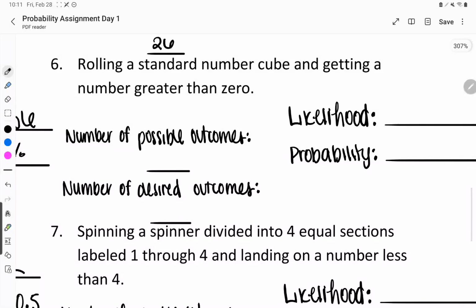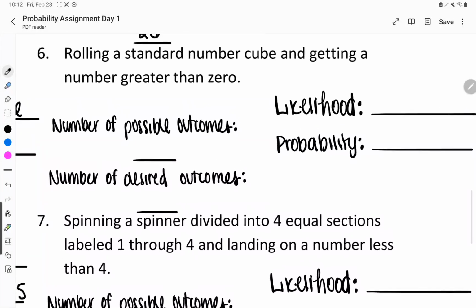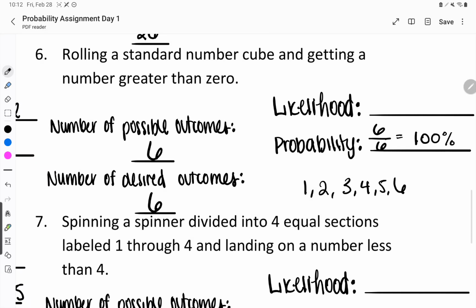The next one says, rolling a standard number cube and getting a number greater than 0. Remember, this is just a dice. So on my dice, I have numbers of 1, 2, 3, 4, 5, and 6. Of those 6 outcomes, how many of them are greater than 0? All of them. That's 6 out of 6. Which gives us a 100% chance of that happening. So what's the likelihood? Certain. You are absolutely, when you roll a dice, going to get a number greater than 0.